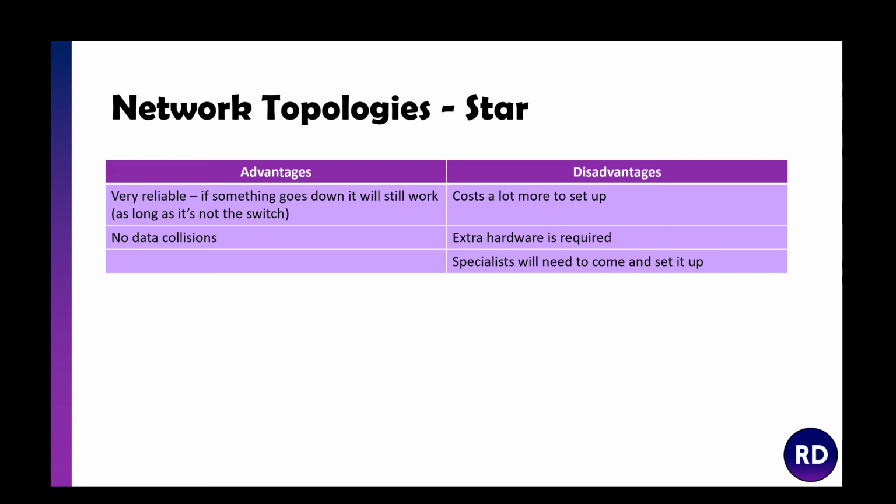However, it costs a lot more to set up. Switches, I know in my last school I think the switch cost something around £15,000, so that's quite a lot of money. So you need to have that extra hardware, and you'll have to get a specialist to come and set it up because they are quite difficult. You need a network technician. It's not something you would set up at home unless you had prior understanding of how to do that.